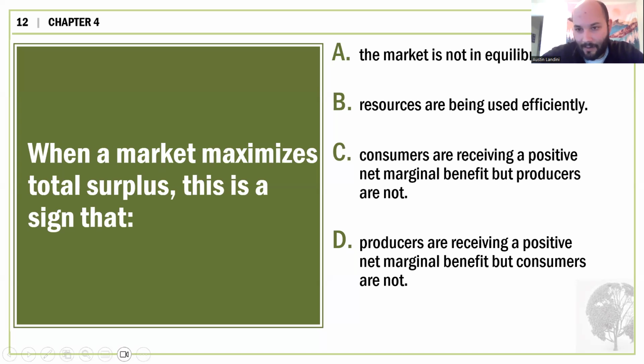One option: the market is not in equilibrium. Well, we're saying a market in equilibrium, in many cases, does maximize surplus. Another option: resources are being used efficiently. That seems like a reasonable answer, but let's check the other two.